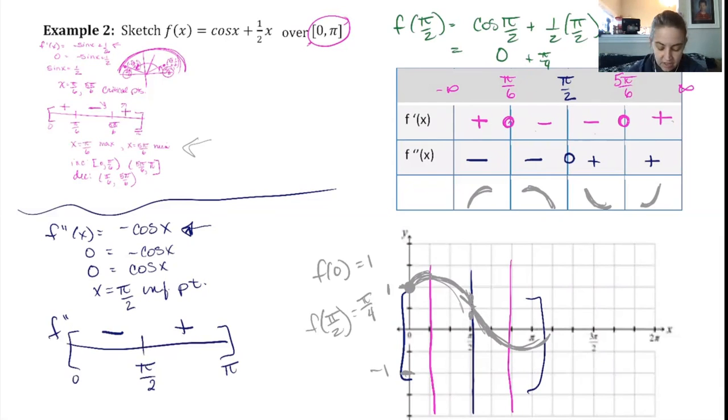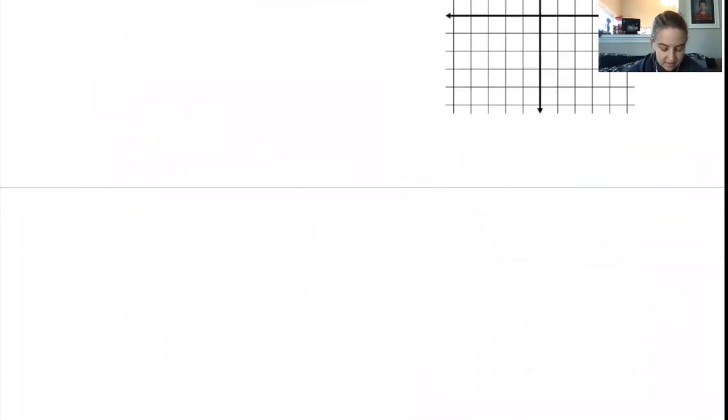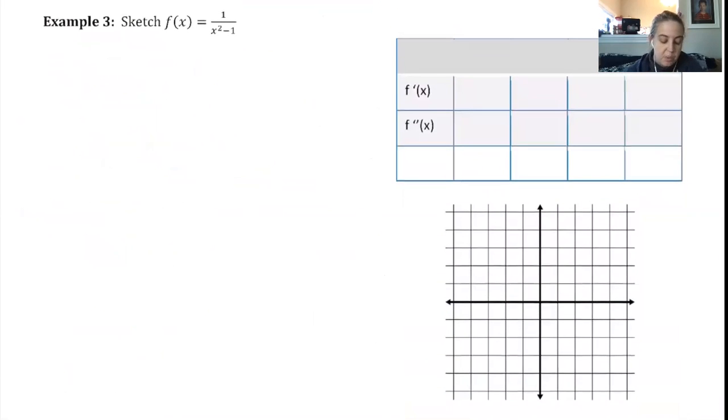All right, trig functions, that was fun. And rational functions, also a good time. I think this is the last one I have. Yes, it is. So we want to do everything with the first derivative to find critical points, increasing, decreasing.